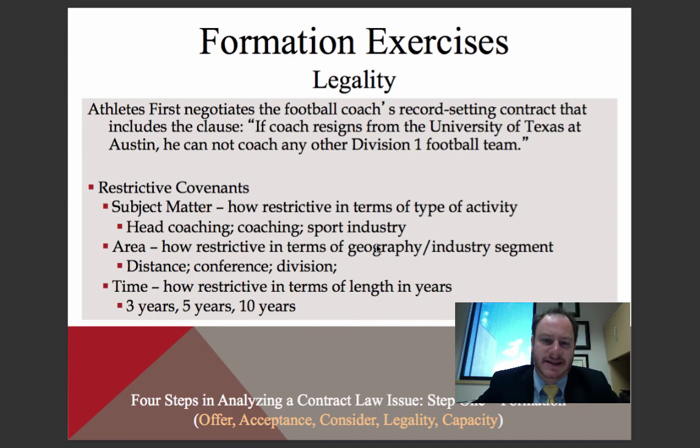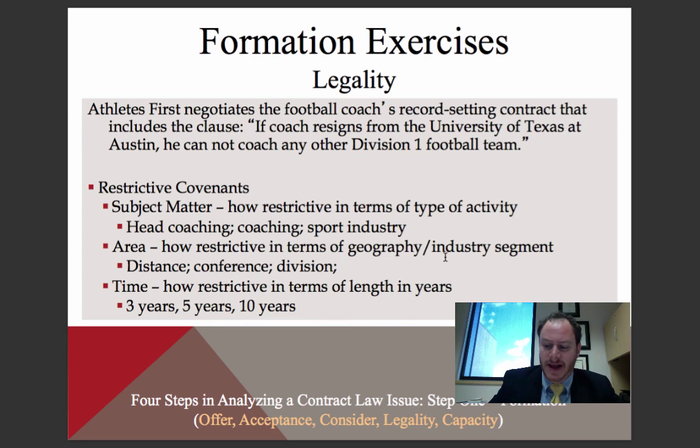Athletes first negotiates the football coach's record-setting contract that includes the clause, if coach resigns from the University of Texas at Austin, he cannot coach any other Division I football team. Now remember, the more restrictive the language in that contract is, the more likely it will be deemed void because it's illegal against public policy.